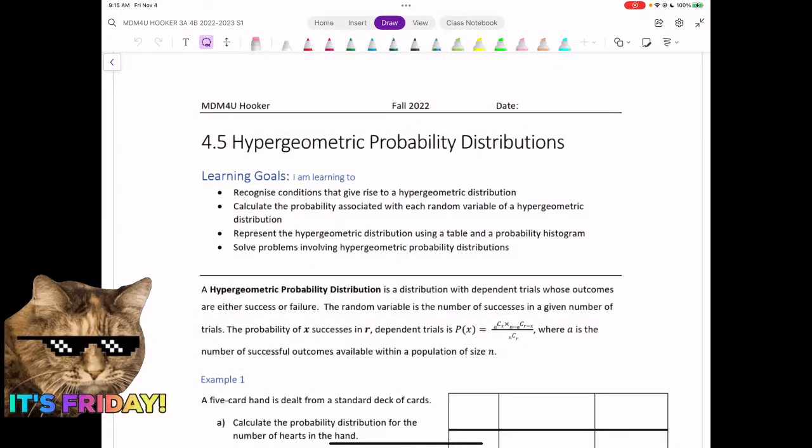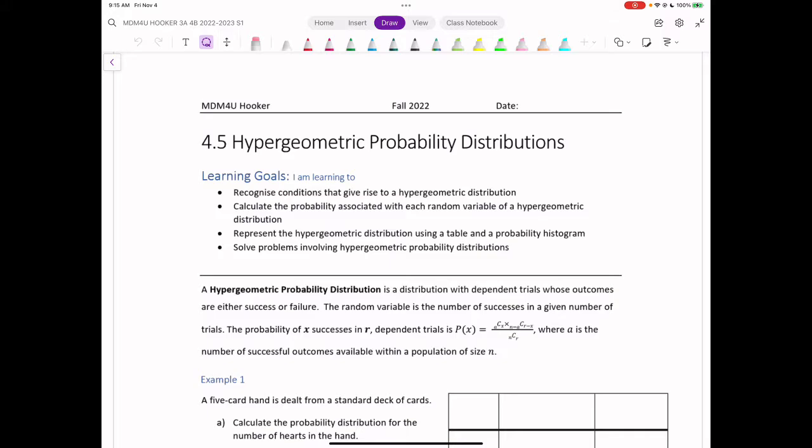Welcome to Grade 12 Data Management, Lesson 4.5, Hypergeometric Probability Distributions. Today you're going to learn how to recognize conditions that give rise to hypergeometric distributions, calculate the probability associated with each random variable of a hypergeometric distribution, represent it using a table and a probability histogram, and solve problems.